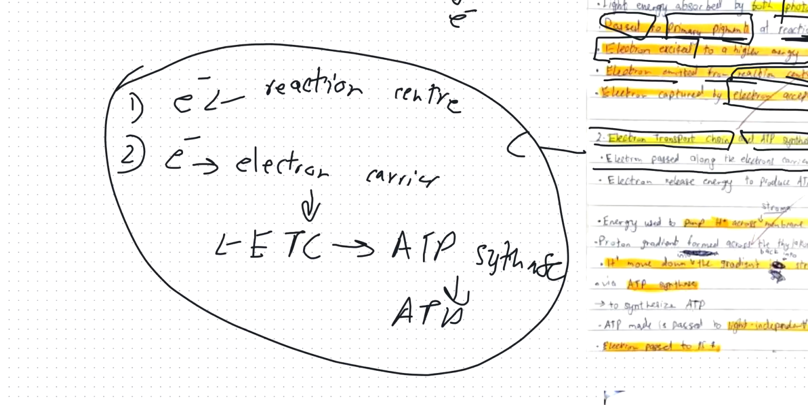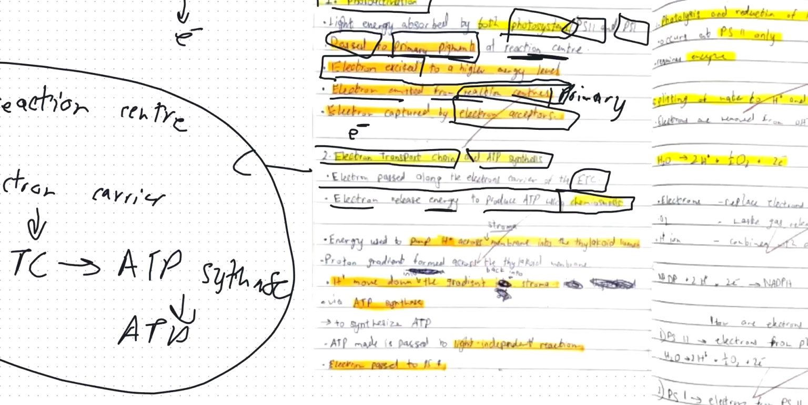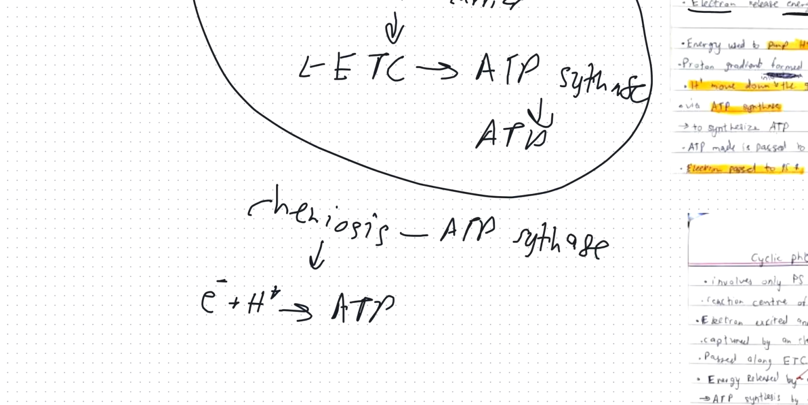So where was I? The electron transmission chain is where the electrons will go, and the electrons release energy to produce ATP using chemiosmosis. What was chemiosmosis? I talked about this in the class on mitochondria. Chemiosmosis is when the electrons and protons are used to synthesize ATP. This chemiosmosis happens due to ATP synthase, and remember, ATP synthase is a protein that synthesizes ATP.